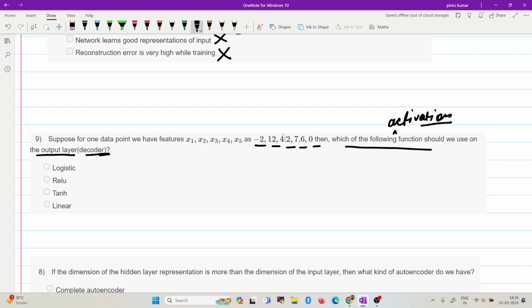So what do you guys feel? Right. So yeah, D is correct. We want a linear activation function so that it can give values, even negative values, positive values and zero values. Okay.